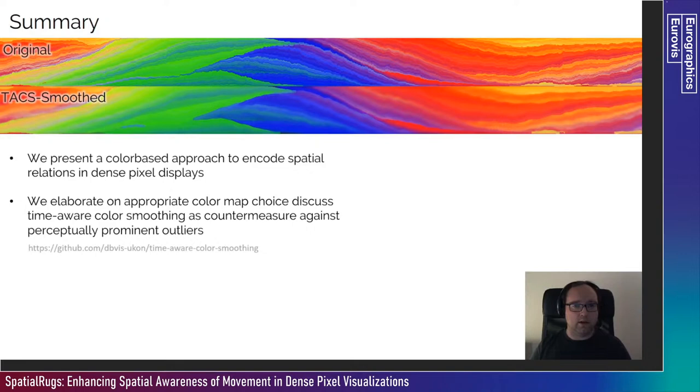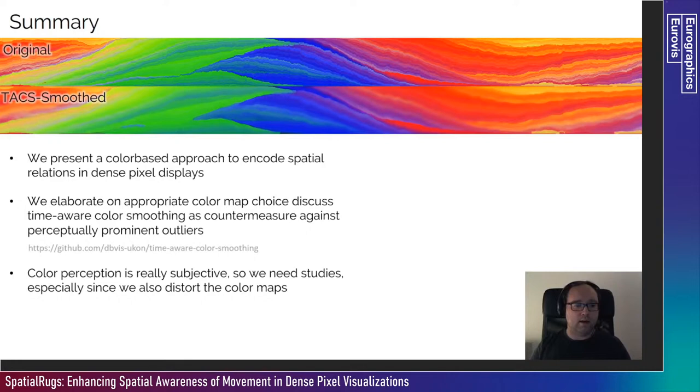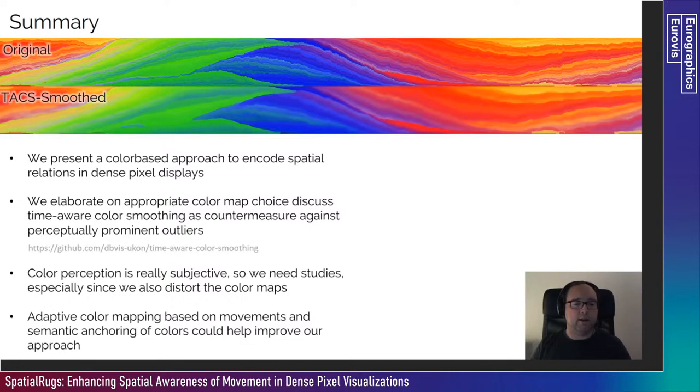For the future, we know that color perception is really subjective, and so we're not sure yet whether we have found the optimal color map, for which we need studies to find out whether there is even a better one. As well, we think that adaptive color mapping based on the movements, and maybe even semantic anchoring, which the user can do according to different areas, like for example where animals feed or sleep, could really help improve our approach.